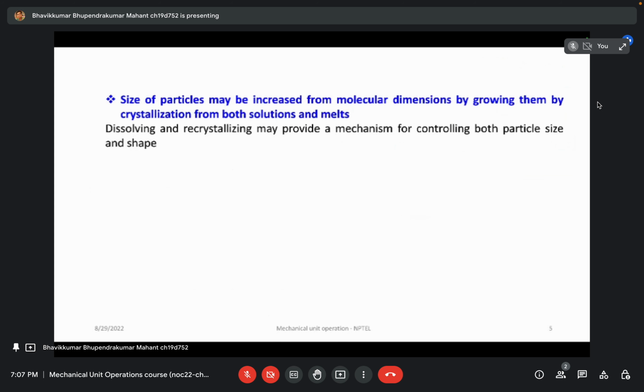They can be increased from molecular dimension by growing them, by crystallization from both solution and melts. We can do one thing. We can melt the solid particles and convert them into the liquid form, and the liquid can again be converted by using crystallization. We can convert them into solid again, a large solid particle, or you can say an enlarged solid particle. So that is also one way.